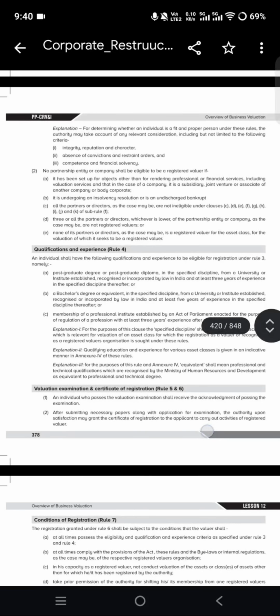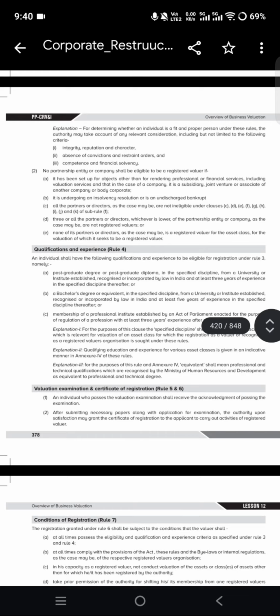They themselves are into insolvency, so they cannot value the others. All the partners or directors, as the case may be, are not eligible. So if partners are not eligible, they cannot apply for registration as a valuer. Or all the partners or directors, whichever is lower, of the partnership entity, as the case may be, are not registered valuers. So a majority of the directors or partners should be registered valuers, so that the entire firm will be a registered valuer firm or registered valuer company.